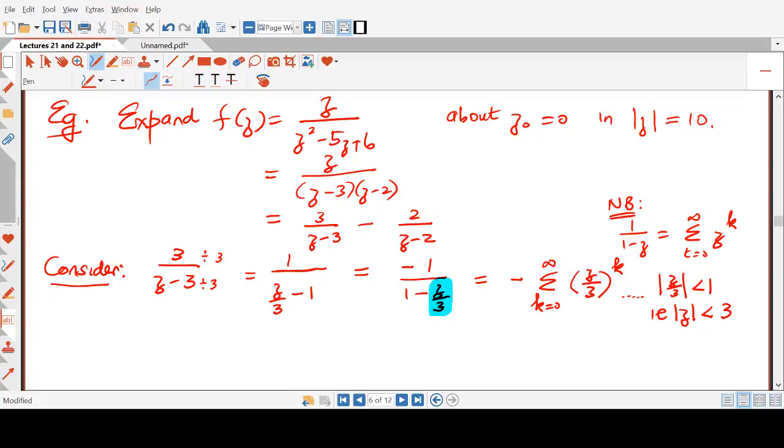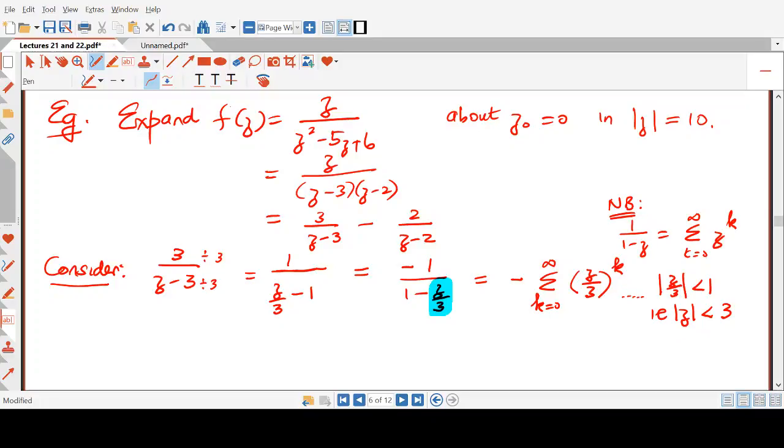In other words, I pick this part. This part is sorted out. I'm going to make it good by that: 1 over 1 minus z over 3. There's a 3 here. The first part of the game is to divide by 3 to make it a 1. But you have to do it in numerator and denominator.